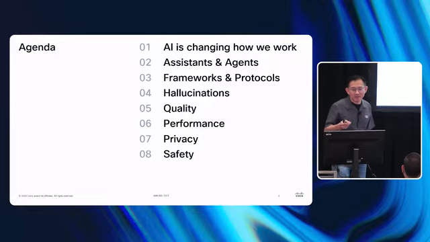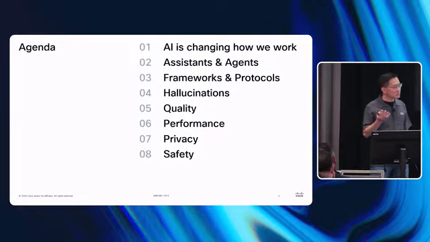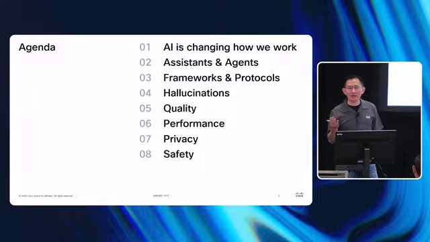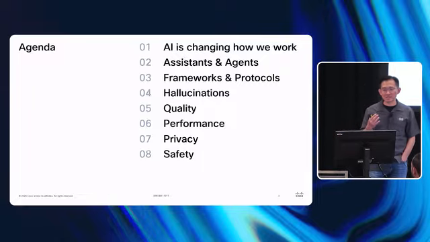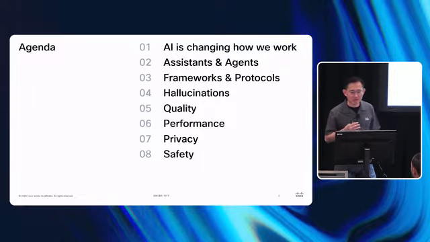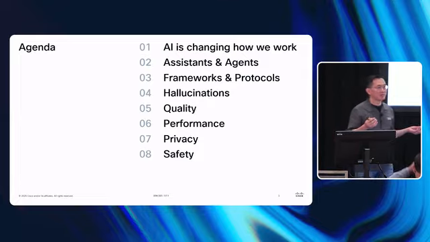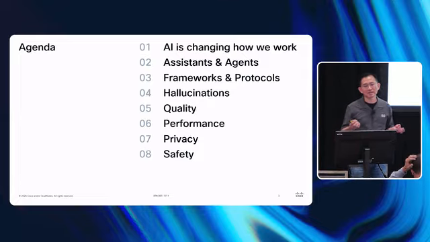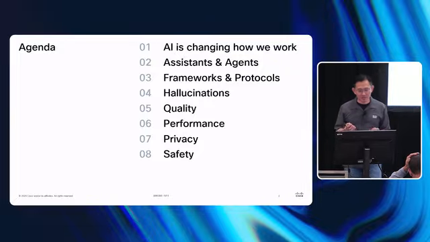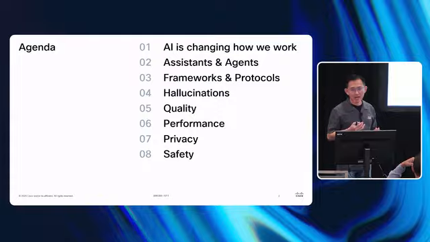So there are a bunch of topics that we could go into, and for each of these topics, we can take either a much more practitioner-oriented slant or a more developer-oriented slant, depending on how things go. So AI is changing how we work. We already touched on that a little bit. We'll talk a bit more. We'll look at AI assistants and agents, frameworks and protocols, hallucinations. I mean, you all have heard about hallucinations, quality, performance, privacy, and safety.